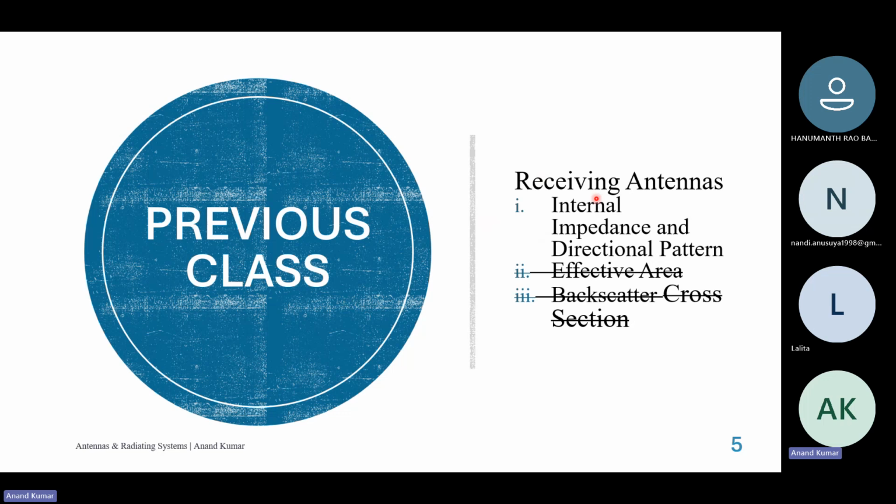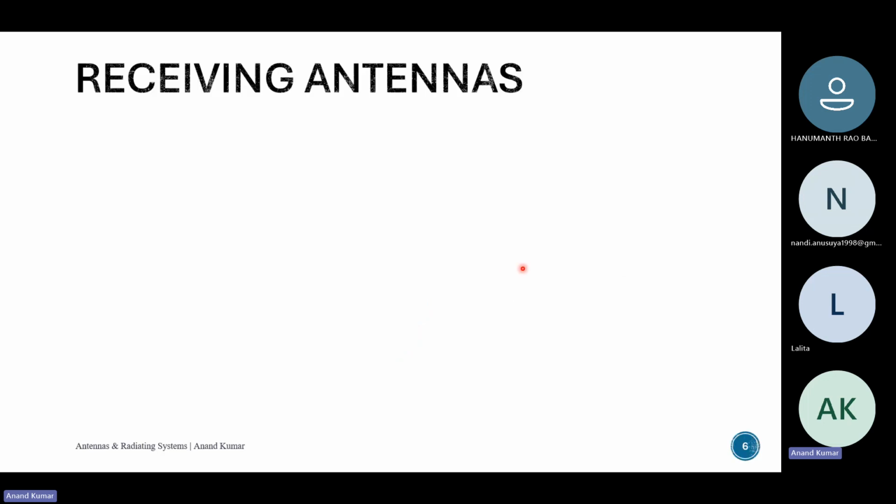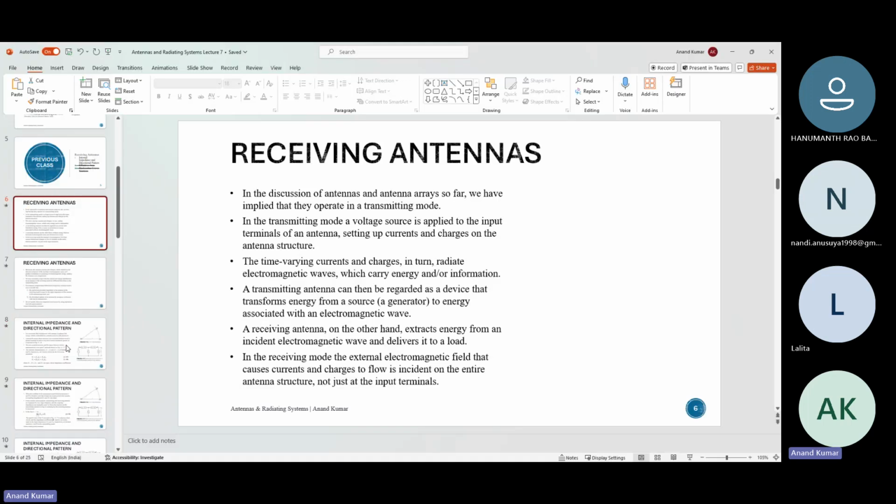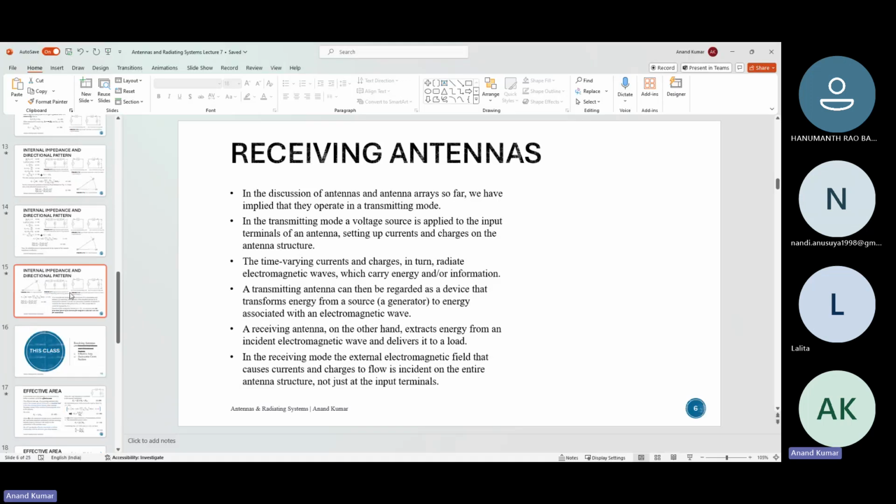So in the previous class, we did internal impedance and directional pattern for receiving antennas, and we'll start with effective area and backscatter today. Okay, so I'll just skip all this. We did in the last class.